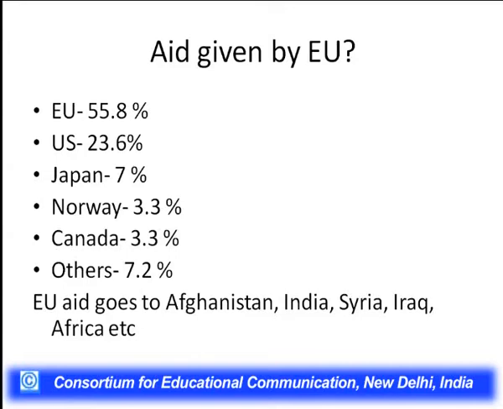The European Union also gives a lot of aid to other countries. For instance, this is a figure showing how much aid is given by different powerful blocs or economies. European Union is at the top. Of the total aid in the international system, nearly 55.8% comes from the European Union, 23% from the United States, 7% from Japan, nearly 3.3% from Norway, the same amount from Canada, and other countries contribute nearly 7.2% of the total aid. European Union aid goes to Afghanistan, India, Syria, Iraq and Africa. So in that sense, the European Union plays a very important role in the international system.